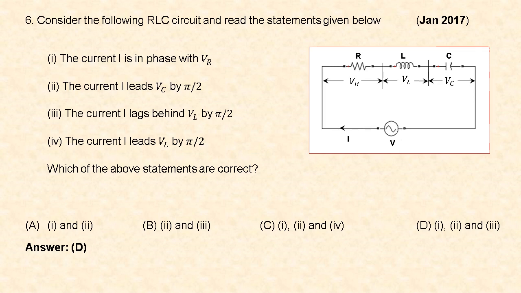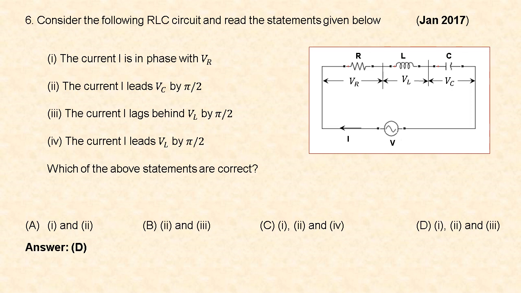They have given the RLC series circuit, and VR, VL, VC are the voltage drops across the resistor, inductor and capacitor respectively. The current I is the total current flowing through the circuit. Now the statements are: the current I is in phase with VR, that is the voltage drop across the resistor.